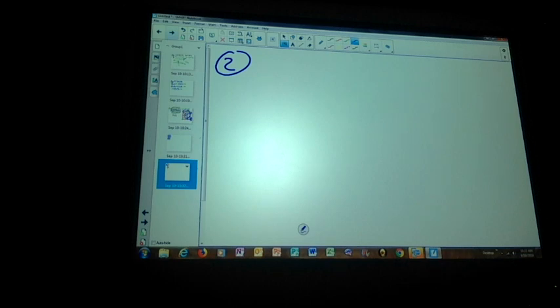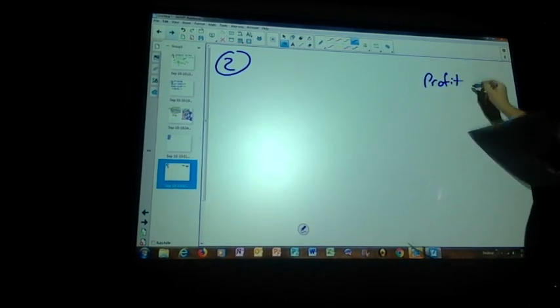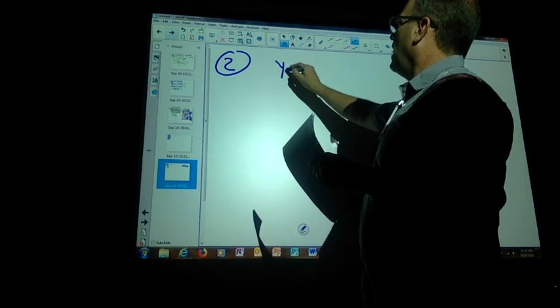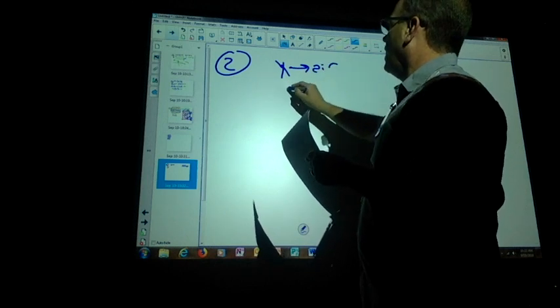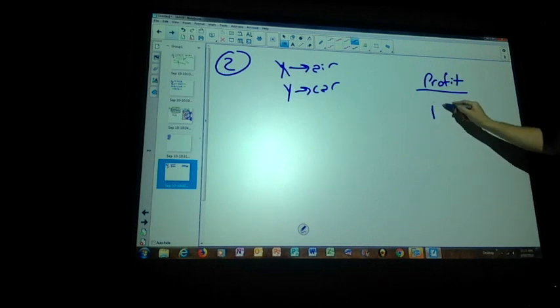So we want to write the profit equation, and we want to write the inequality. I want to do the profit equation first. By reading my information, it says each model airplane's profit is $2. Each model car is $1.50. So I'm going to call X my airplane, and Y my car. Is that okay? So my profit equation is going to be what, using that X and Y?